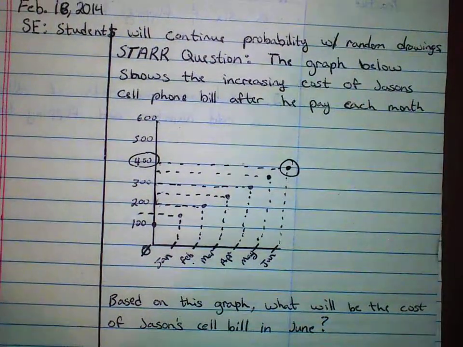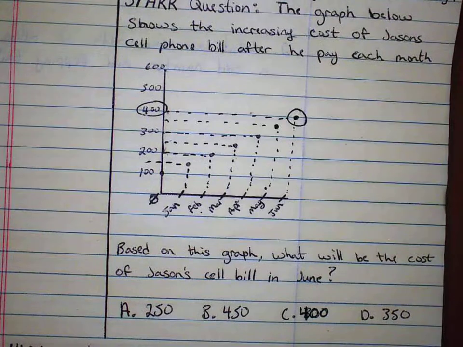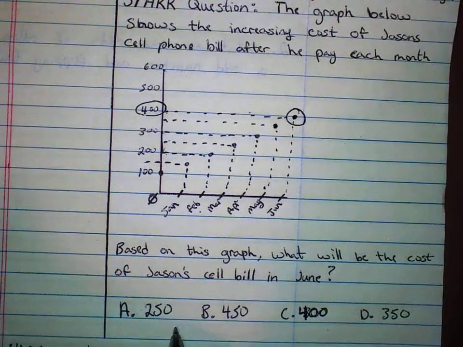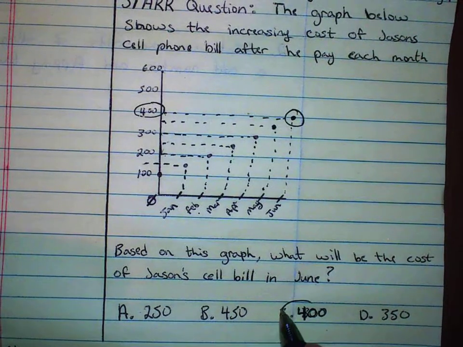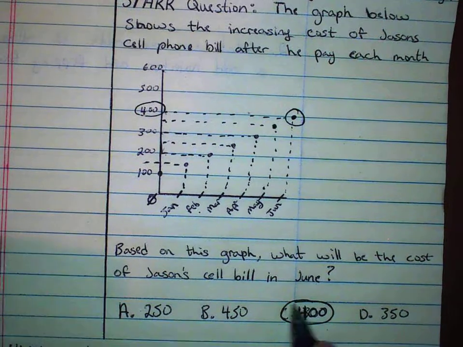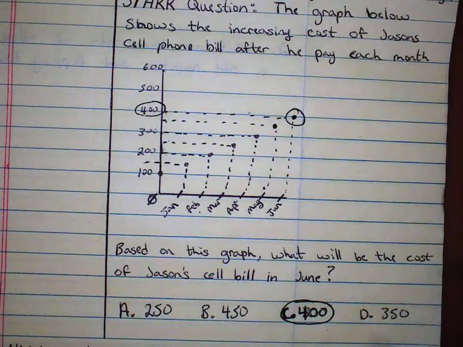Come down here and look at our answer choices. Oh, I slid it the wrong way. Let me slide that back up. Looking at our answer choices, we've got 250, 450, 400, or 350. Our answer, in this case, is C, 400. Now, before you leave, you'll have two questions like this.